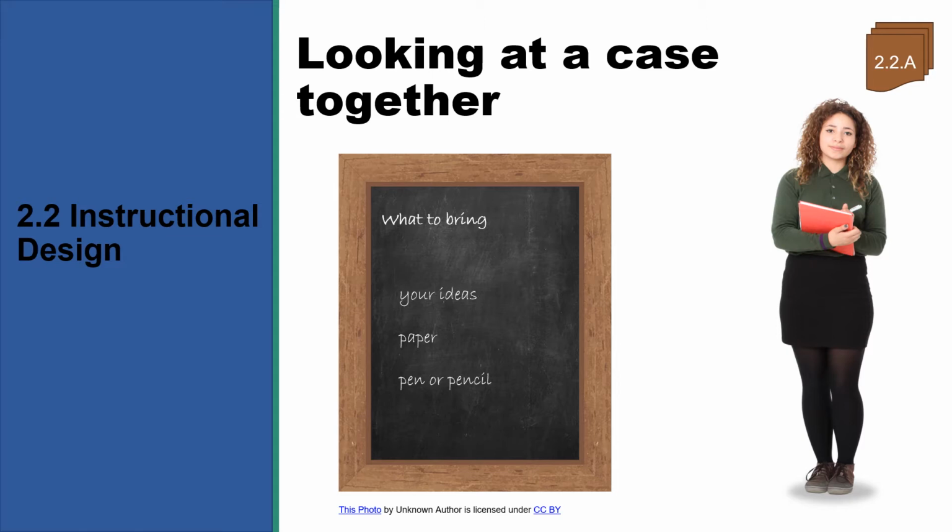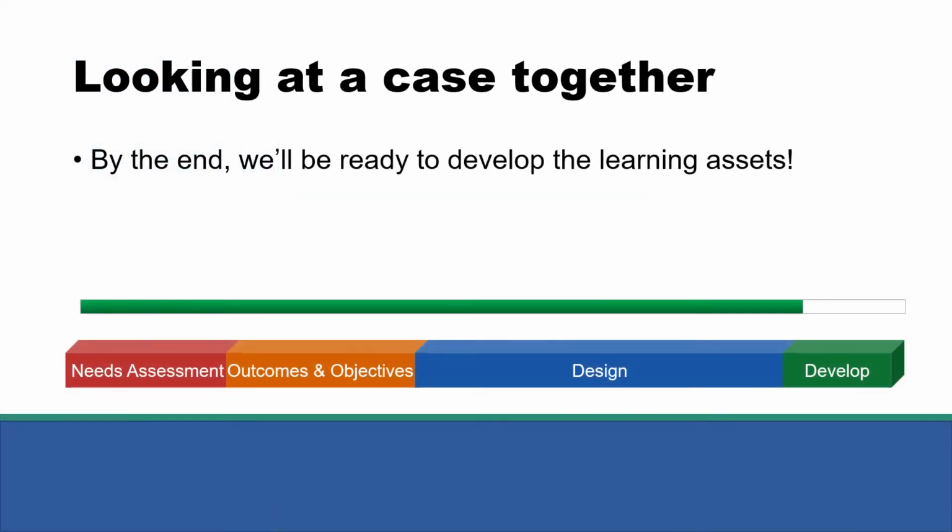So for this case, what you would need are your ideas, since there is an opportunity to stop and you can answer the case questions as well. And if you want to participate with paper and pen or pencil, you can do that. So by the end of this case, as we progress through it, there will be 6 steps. And then by the end of the case, we would be at the part of the process of developing the learning assets.